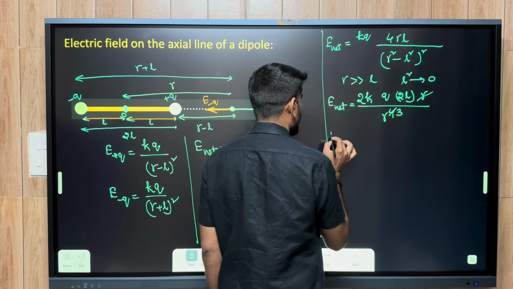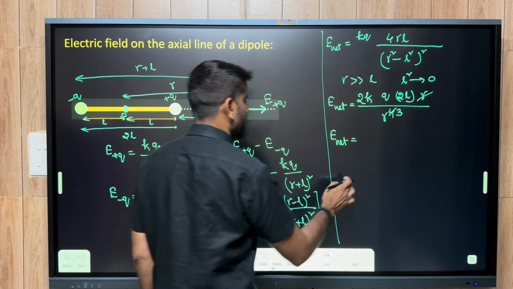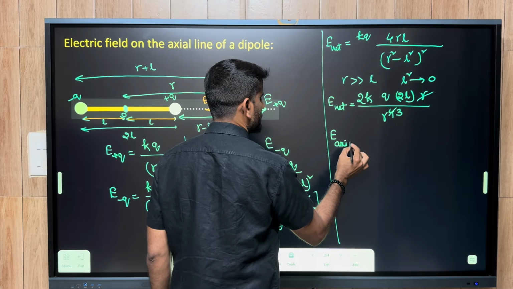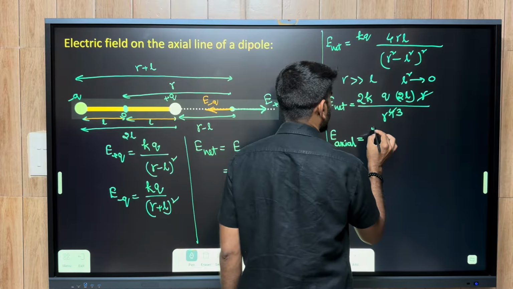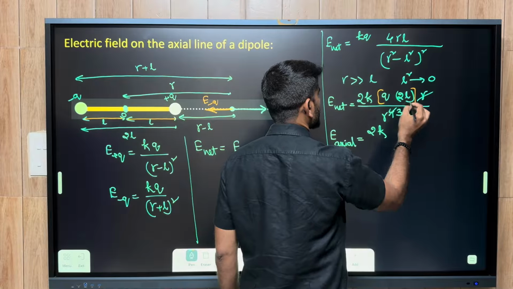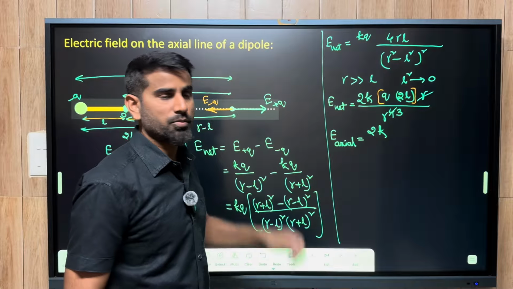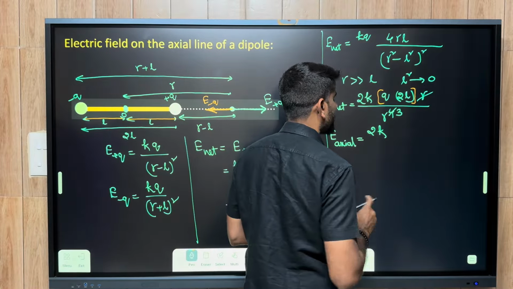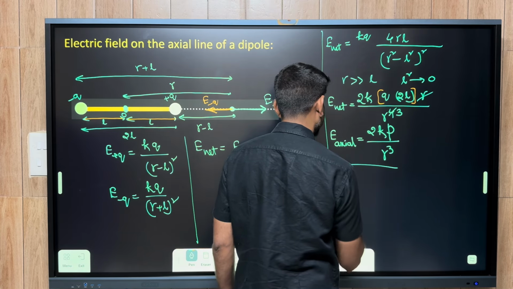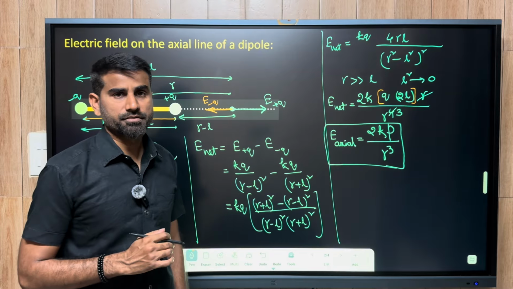What are we left with? R cube. So the final expression for the electric field on the axial line, can I write E axial instead of E net? E axial is equal to 2K, what is Q into 2L? This is the definition that we have already learned. Q into 2L is the dipole moment of the dipole. So I can write the dipole moment as P. So this is the exact result that we are looking for.